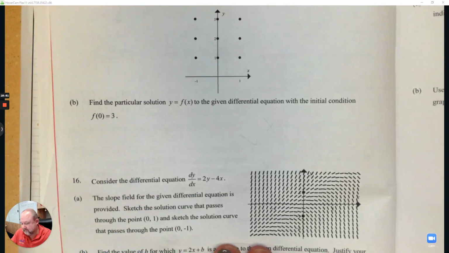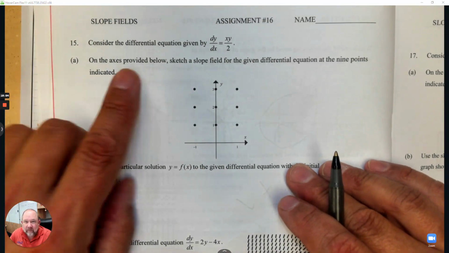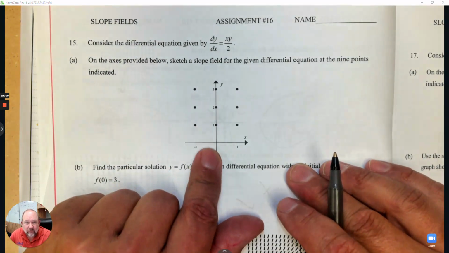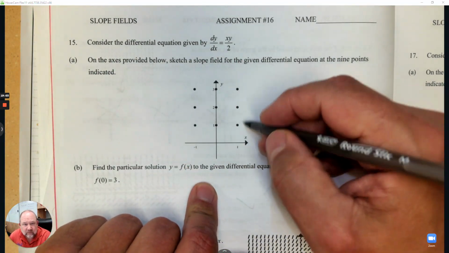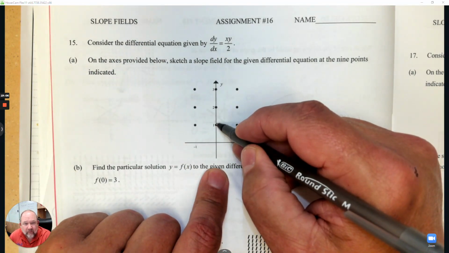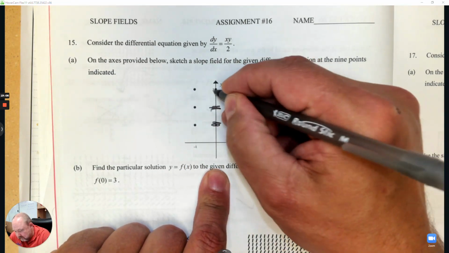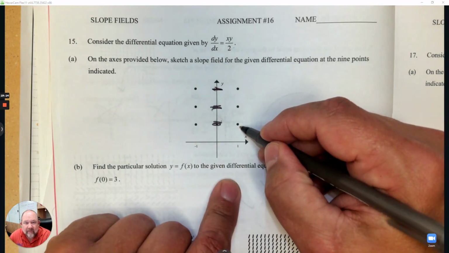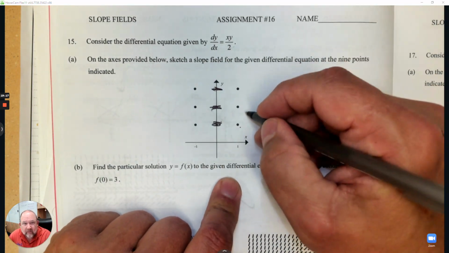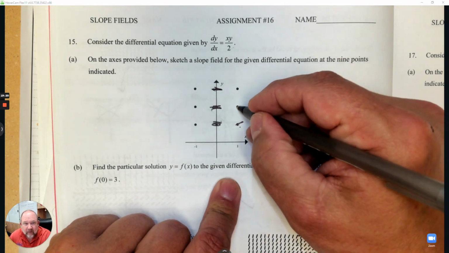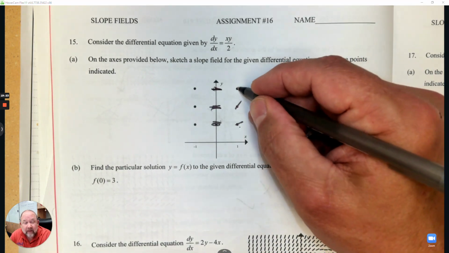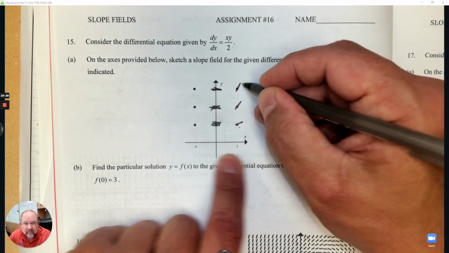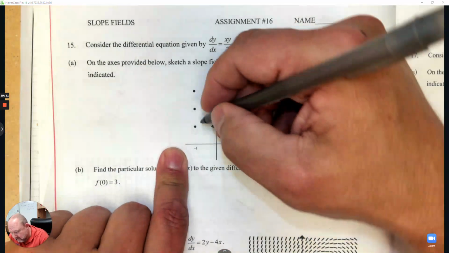All right, number 15. Consider the differential equation, and sketch a slope field for this. So right here we have 1, 0, that's here, because 0 for x, 0 times whatever is going to give me the answer 0. Here we have 1, 1, that's going to give me 1/2. Here we have 1, 2, that's going to give me 1. And then this one I have 1, 3, 3/2, so it increases just a little bit more. And then this is going to be the same thing but negative, kind of mirror it.